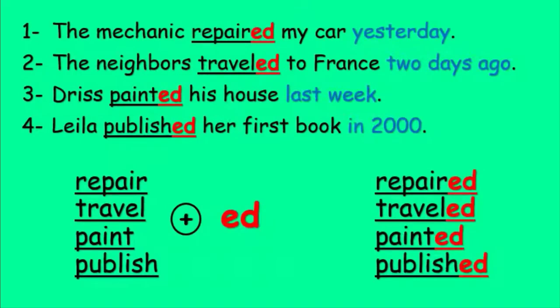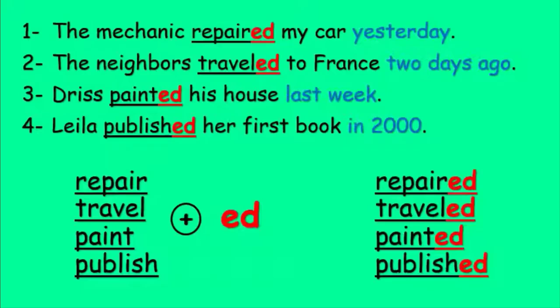Let's look at some examples. Number 1, the mechanic repaired my car yesterday. Number 2, the neighbors traveled to France 2 days ago. Number 3, Driss painted his house last week. Number 4, Leila published her first book in 2000.